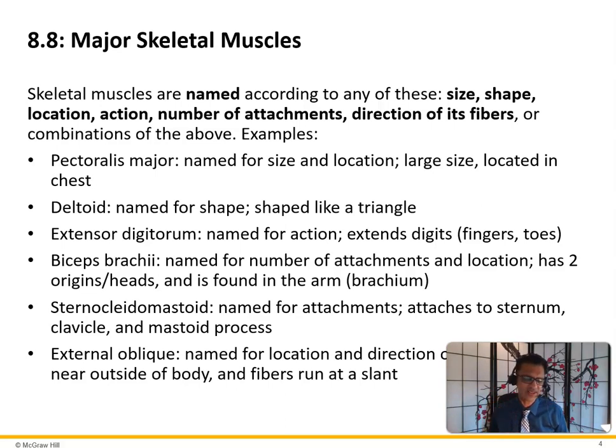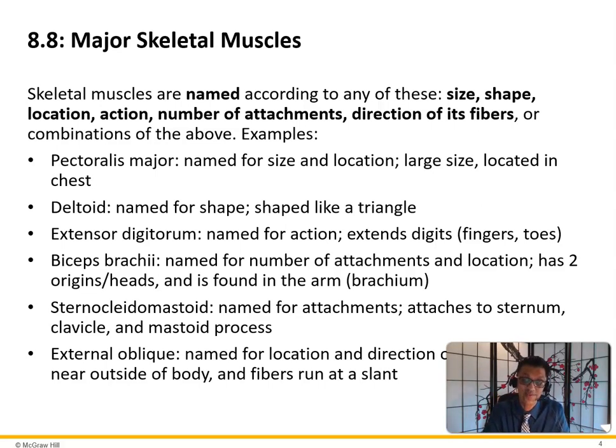Biceps brachii. So you're thinking, I have no clue. Yes, you do. Because if you break it down, brachii means arm. Biceps means two. So two heads of the muscle in the arm. Okay? Triceps means three. So three heads of the muscle in the arm. So triceps.